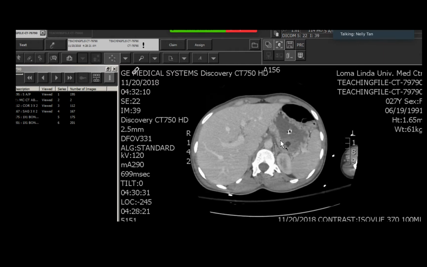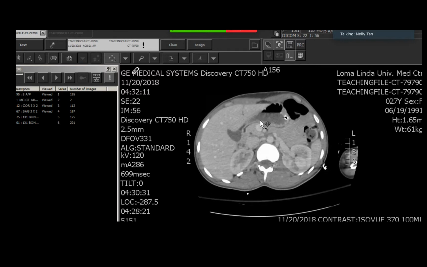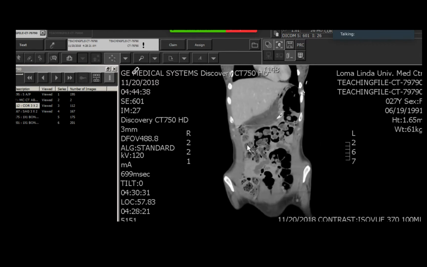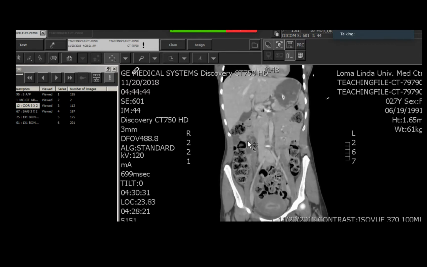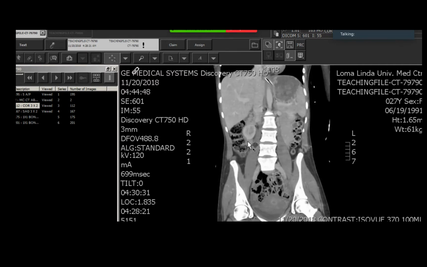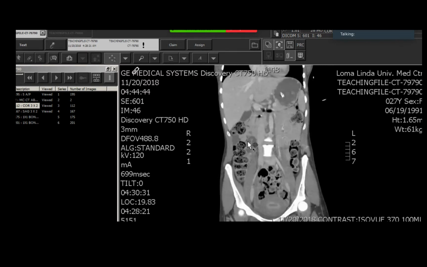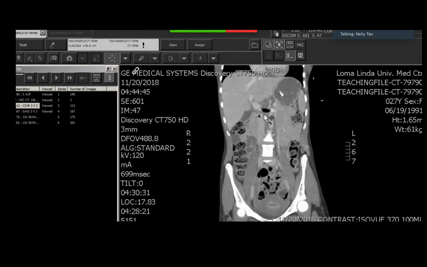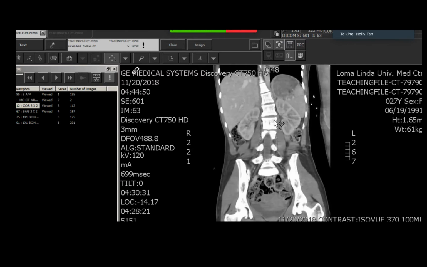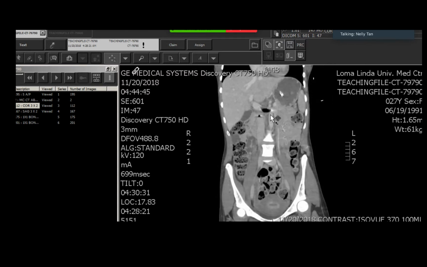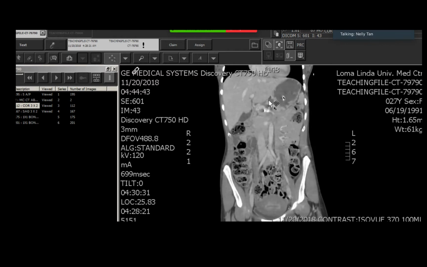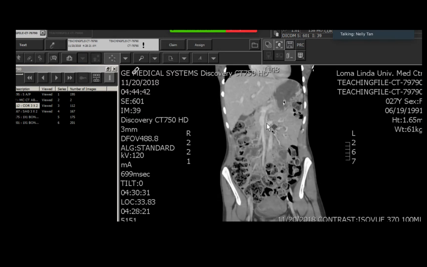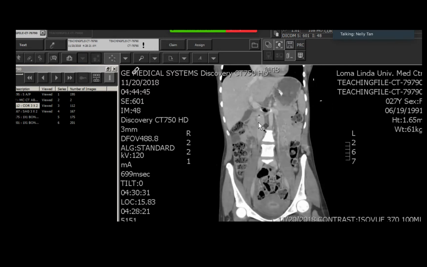It could be an artifact or it could be free air. Anyone have any thoughts about this? So I said I favored artifact because it looked a little bizarre. There was no local trauma. There was nothing else around it to explain this finding. So I recommended a follow-up CT abdomen and pelvis if the patient clinically got worse or became symptomatic.